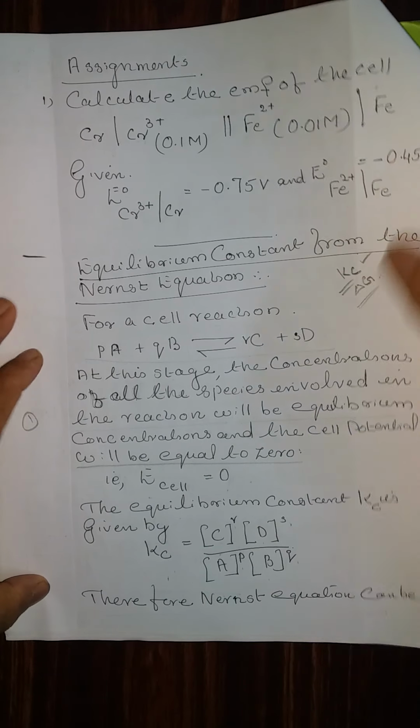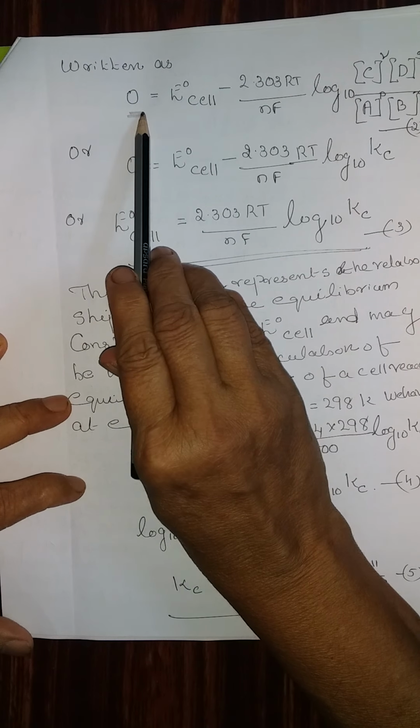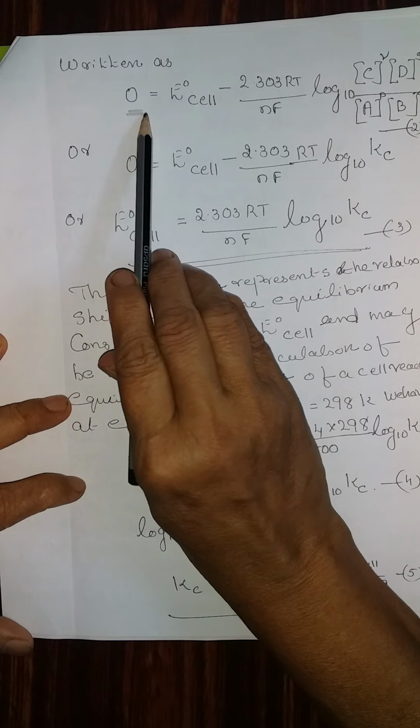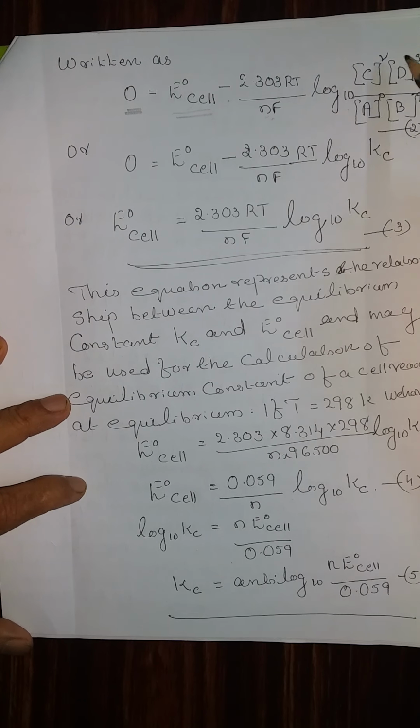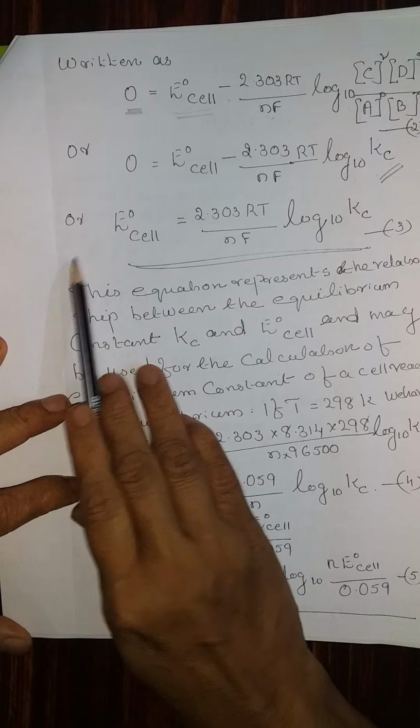Therefore, the Nernst equation can be modified as: E of the cell is equal to 0 because it is in equilibrium. E0 of the cell, which can be determined from the electrochemical series, minus 2.303 RT by nF log to the base 10 of this factor. We already said what this is: it is Kc, so this factor can be replaced by Kc. Therefore, 0 is equal to the standard potential of the cell minus 2.303 RT by nF log to the base 10 Kc.